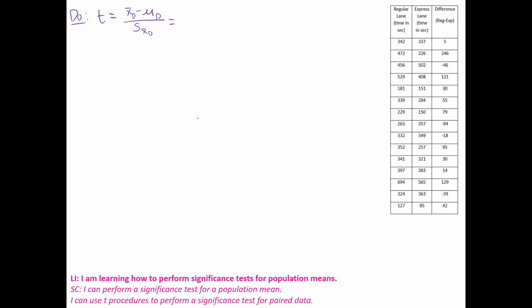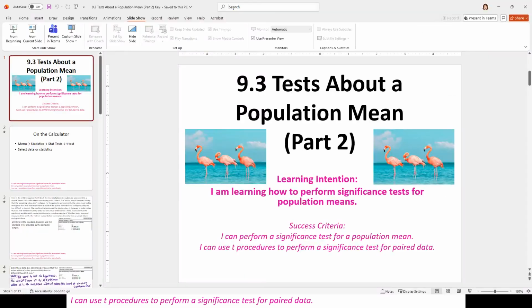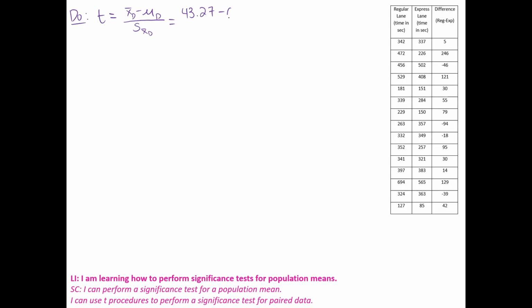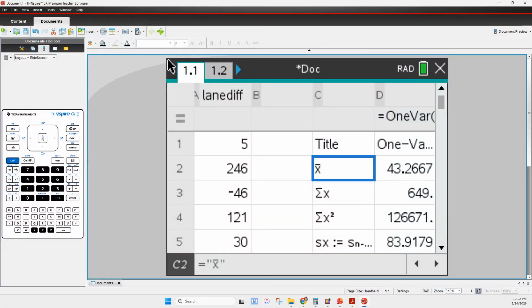All right, so 43.27. The mean of the difference was 0. That's from our null hypothesis. And then we need the standard deviation, and remember we are going to be dividing by the square root of n, which is 50, but I have to pop back to my calculator in order to find that standard deviation.